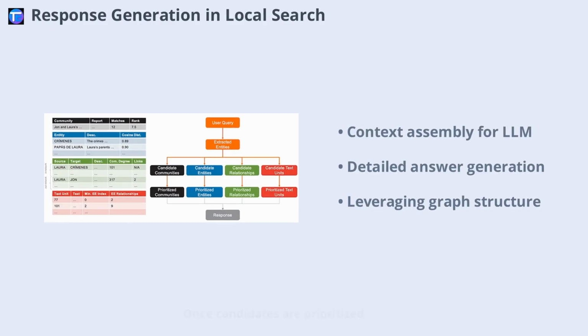Once candidates are prioritized, their descriptions are concatenated and provided as context to the language model. The model then generates a detailed response to the user's query, drawing on the most relevant community reports, entities, relationships, and text units. This process ensures that answers are both comprehensive and contextually grounded, leveraging the full power of the knowledge graph. Now, let's see how global search works for broader questions.